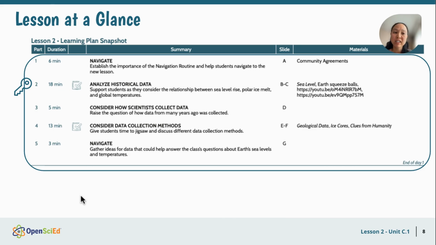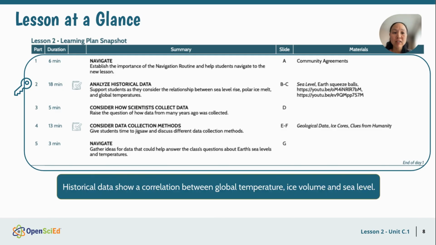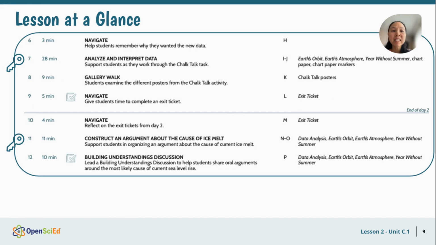The first lesson chunk is explored on day 1. Students analyze historical data and read about different data collection methods. In this lesson chunk, students figure out that historical data show a correlation between global temperature, ice volume, and sea level. The second lesson chunk spans across 2 days.